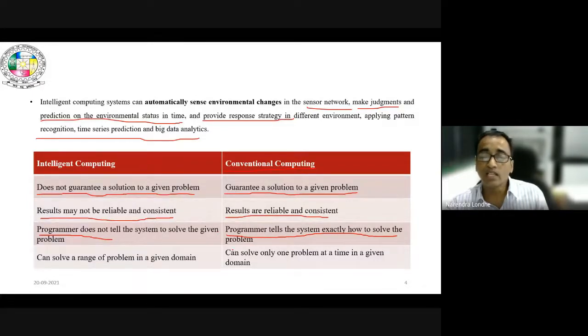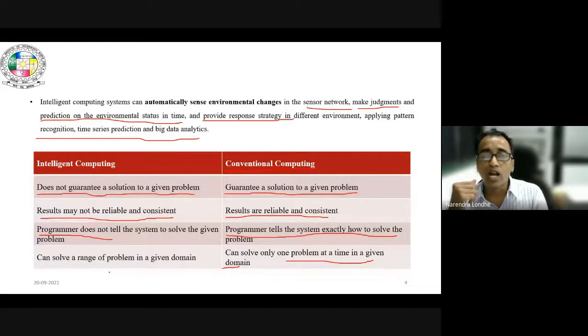Okay. Second thing is that conventional computing can solve only one problem at a time in a given domain, while intelligent computing can solve problems in a given range of problems. Because, as I told you about that car, it will be applying the brakes, it will be showing some indicators, and it will also be giving an alarm to the driver. So it has to perform many tasks at a time, because it needs to act like a human, right?